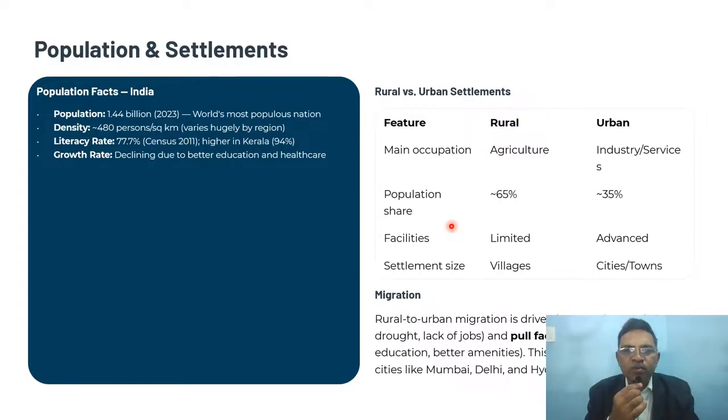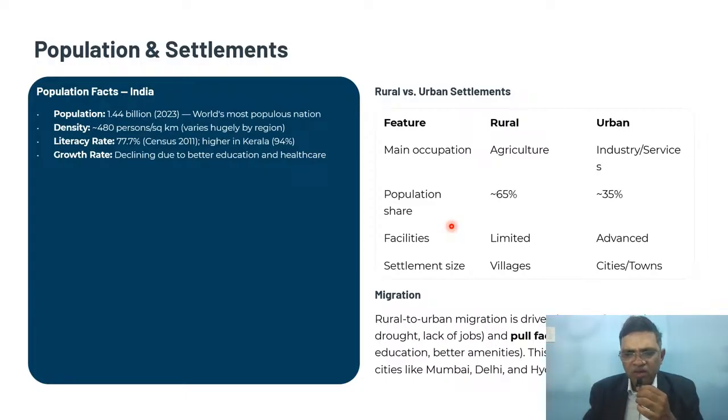The features of population: urbanization. The main occupation in rural areas is agriculture, while in urban areas it is industry and service. 65% of people live in rural areas, and only 35% in urban areas. Facilities are very limited in rural areas, whereas urban areas have huge advanced facilities. Settlement sizes range from villages in rural areas to cities and towns. Rural to urban migration is driven by push factors.